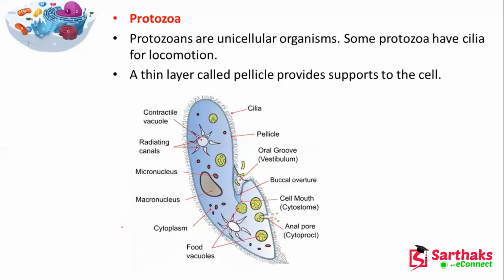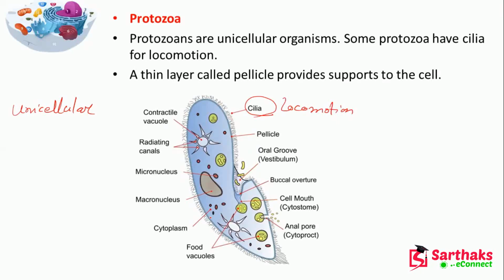Now the protozoa. Protozoa are unicellular organisms. And some protozoa have cilia for locomotion.